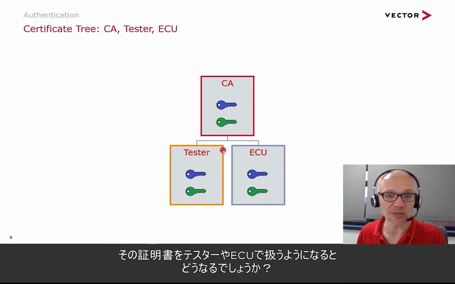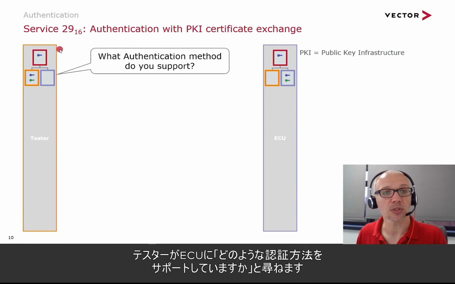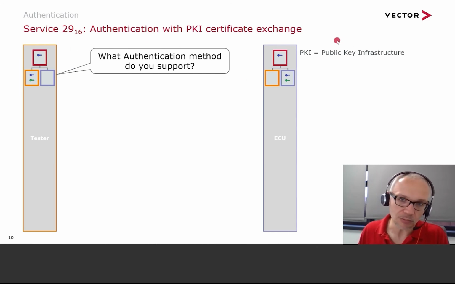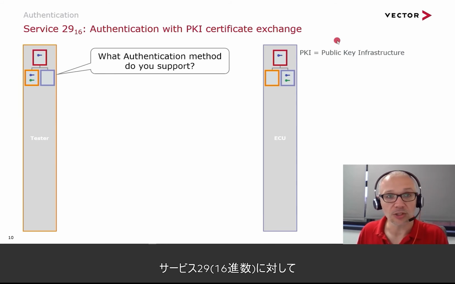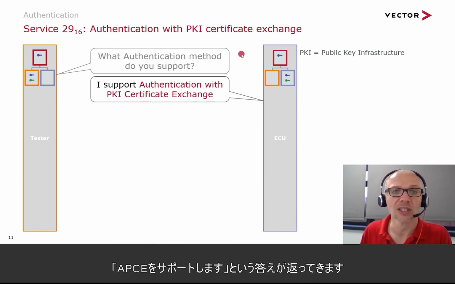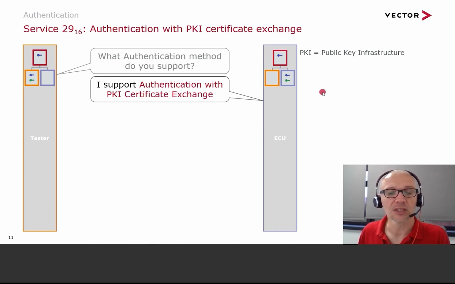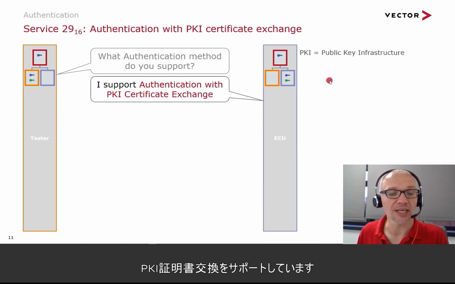How does this work when we put those certificates on a tester and an ECU? We connect up, and using service 29, the tester is able to ask the ECU, what authentication method do you support? So it's using service 29 hex. We will either get service not supported, which tells us no authentication at all, or we'll get an answer along the lines of I support APCE. Fantastic. So we support PKI certificate exchange.